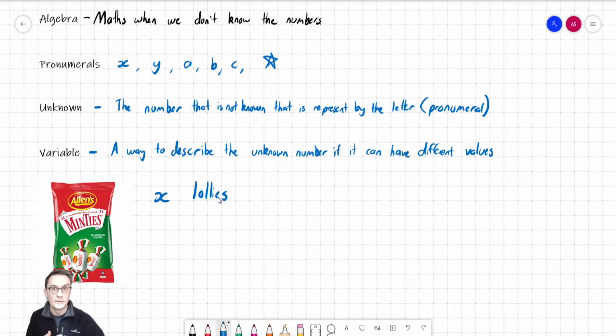I don't know what the number is. They could be 10, maybe there's 11, maybe there's 20, maybe there's 100. I don't know what that number is. But whatever that number is in this packet of minties, I'm going to use the letter X to represent that. And that's the purpose here of using an X. We don't know what the number is. So rather than guess, we put a letter in its place to show the value of the number of minties.